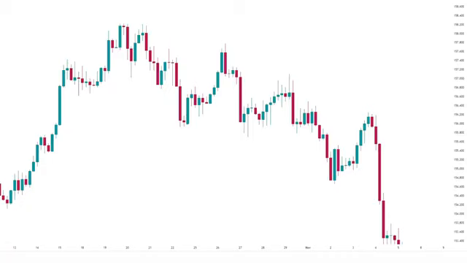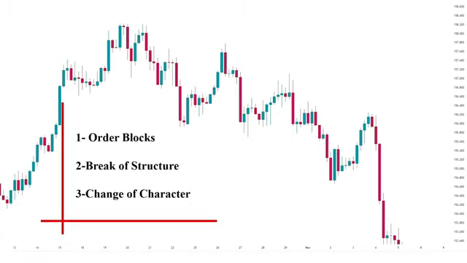Before we start to explain the strategy, you need to know several smart money concepts, such as order block, break of structure, and change of character. To fully understand these concepts, go ahead and watch our previous videos, which are linked in the description. But let us have a brief explanation.